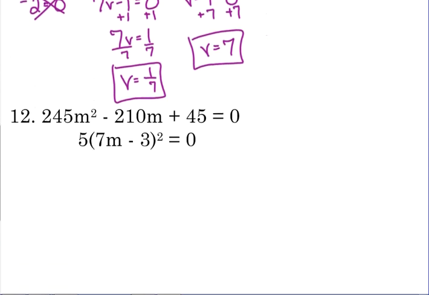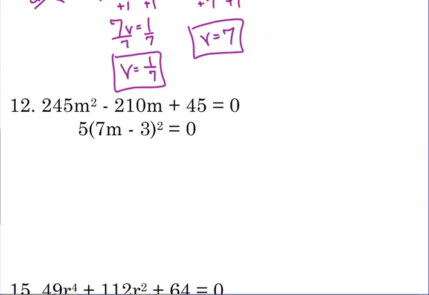Okay, how about number 12? What did we call number 12? Number 12 was a perfect square trinomial. After we factored out the GCF of 5, it was then a perfect square trinomial, and we got the exact same factor. So we wrote it as 7m minus 3 squared. So again, it's a quadratic. We're expecting 2 solutions. So 5, again, 5 cannot equal 0, so I just mark it out.